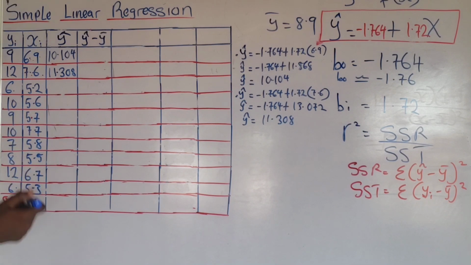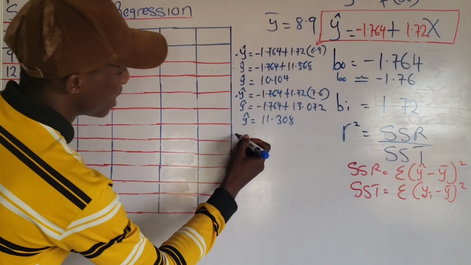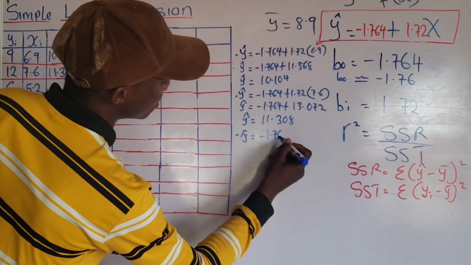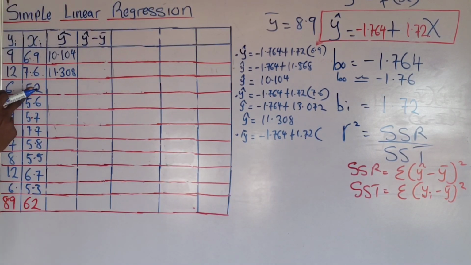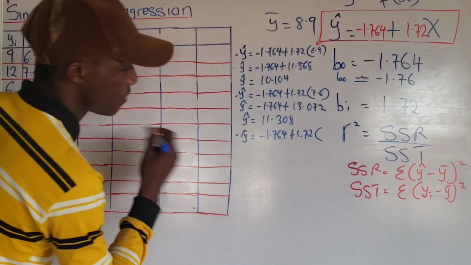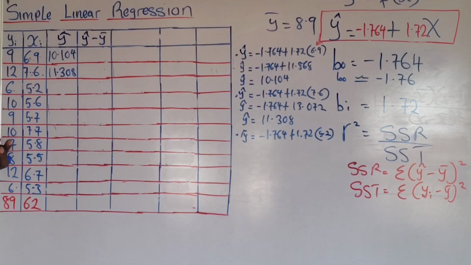You understand? To get the value of the next cells, all you have to do is substitute the value of x as 5.2. So for the third one, the predicted value of y is equal to negative 1.764 plus 1.72 multiplied by 5.2, because I want to get the value of these cells. The corresponding value of x for these cells is what? 5.2. So I'm going to have 5.2 here. So you calculate, let me just check.